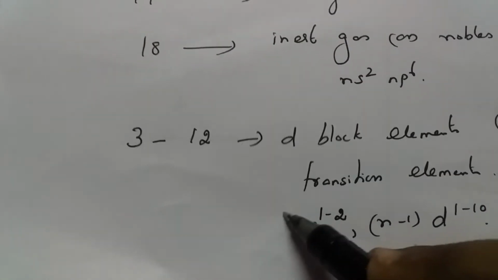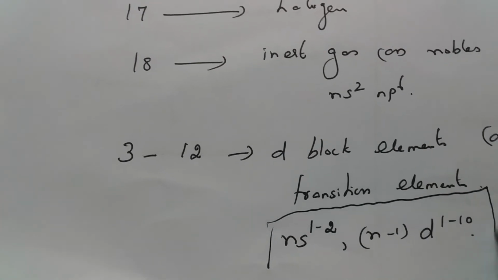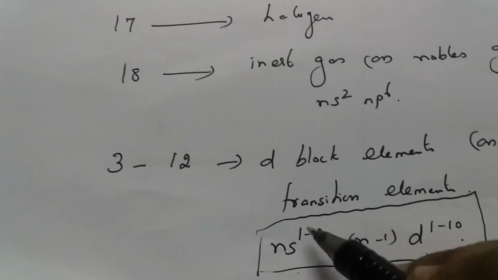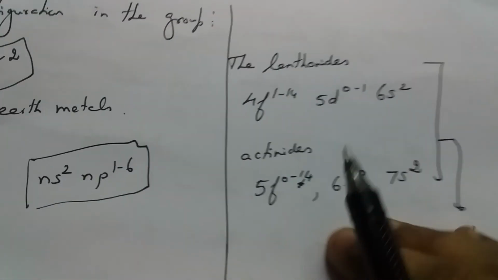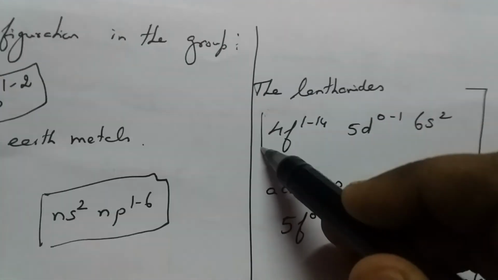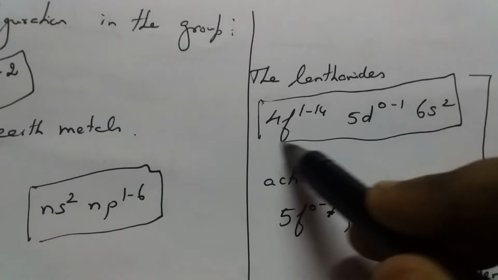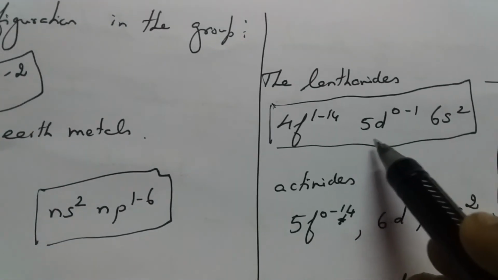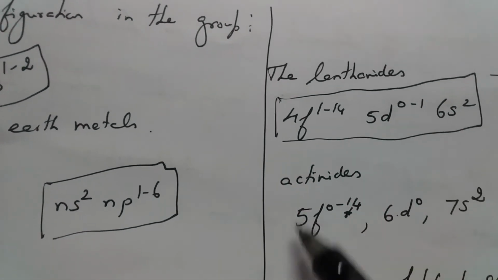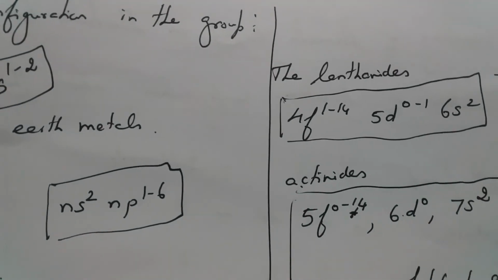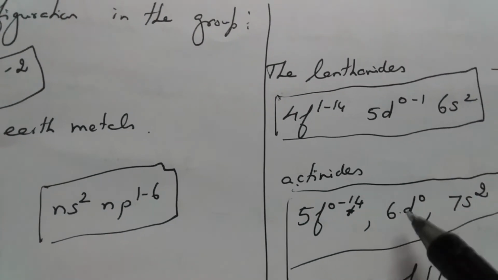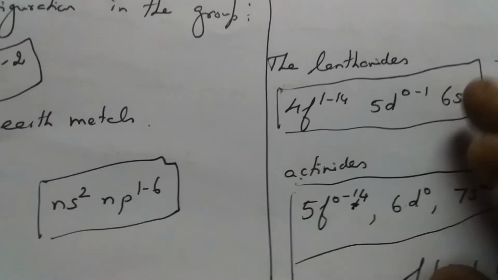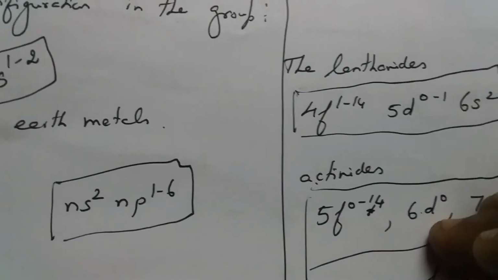For the d block elements, the general electronic configuration is ns1 to 2 (n-1)d1 to 10. Similarly, for the lanthanides it is 4f1 to 14, 5d0 to 1, 6s2. And for the actinides it is 5f0 to 14, 6d0 to 1, 7s2. This is the general electronic configuration for the lanthanides and actinides.